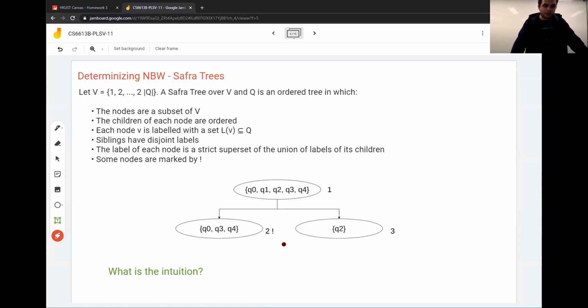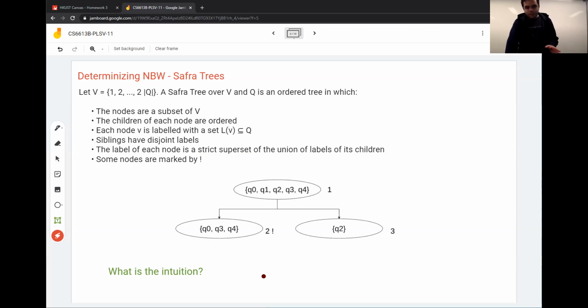constraints on these labels. And the constraints are basically that siblings have disjoint labels. So you can see that the label here, Q0, Q3, Q4, does not intersect the label here, which is Q2. So siblings should have disjoint labels. And also the label of each node should be a strict superset of the labels of all of its children. So if a state appears in 2 or 3, it should also appear in 1. But also 1 should have at least one state that doesn't appear in any of its children. It should be a strict superset.